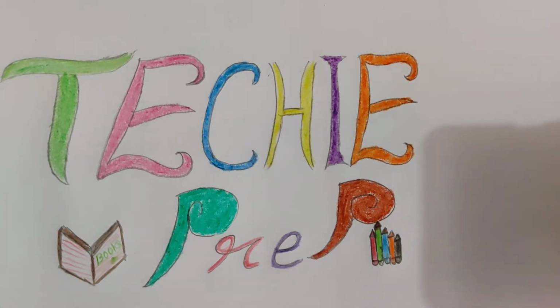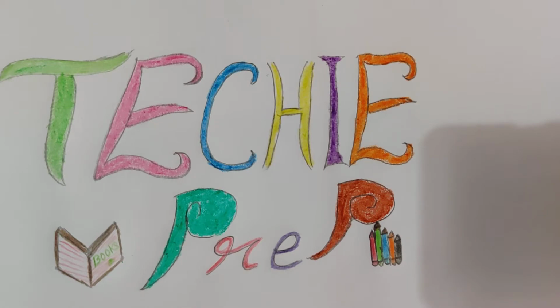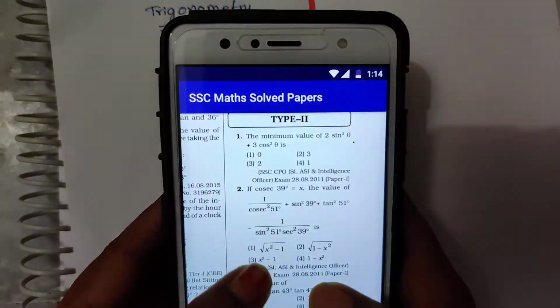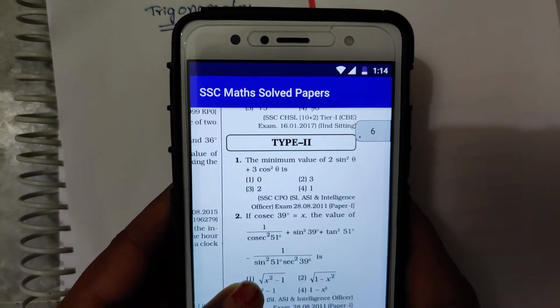Today we are going to solve further type 2 questions in the app. As we already downloaded the app, now go to type 2 and keep solving the problems.